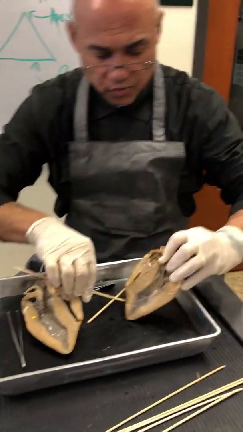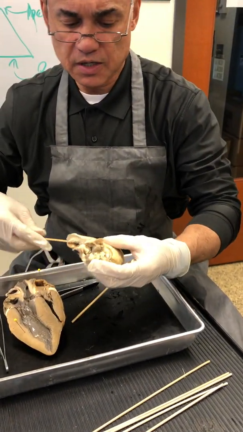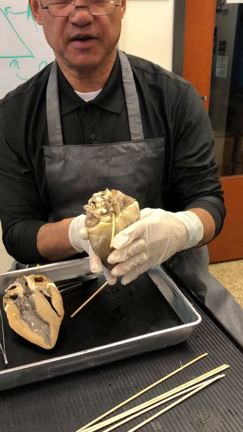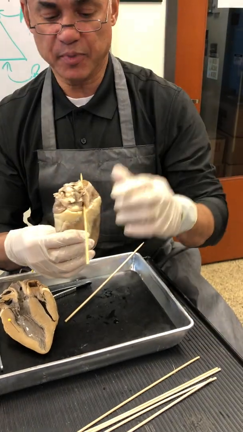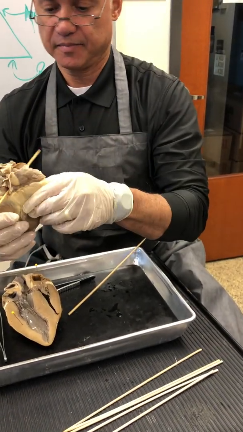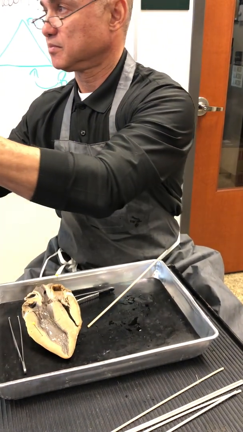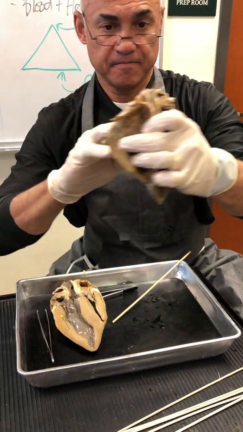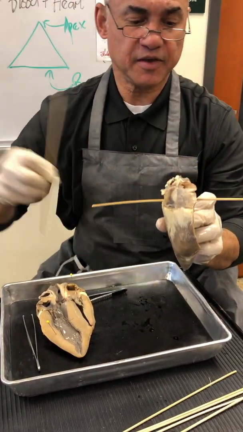Now you take your skewer, folks, and in the upper hole, the skewer slides into the inferior vena cava. So inferior vena cava is going to be in the upper hole at the back. Right there. So superior vena cava.